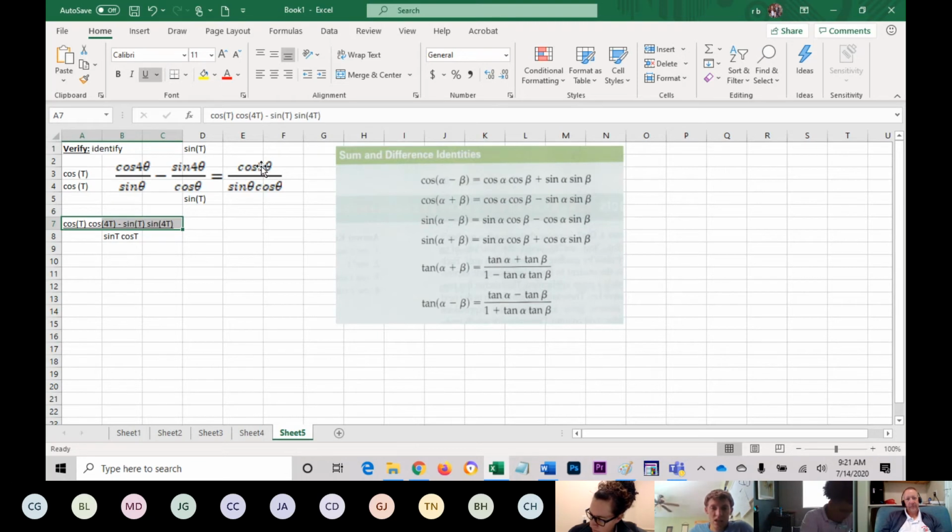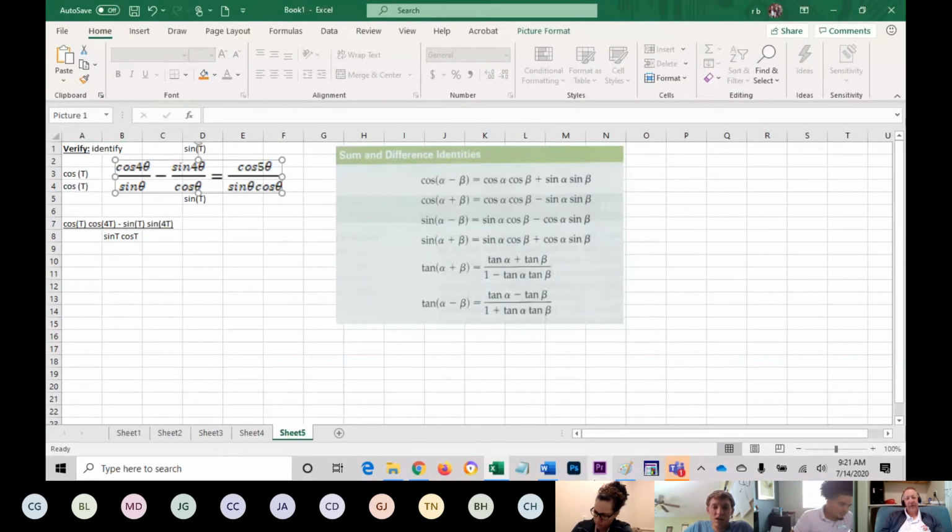That looks like the second equation. So alpha would be theta and beta would be 4 theta? Correct. So then we can add them together, right? So theta plus 4 theta is 5 theta. Boom.